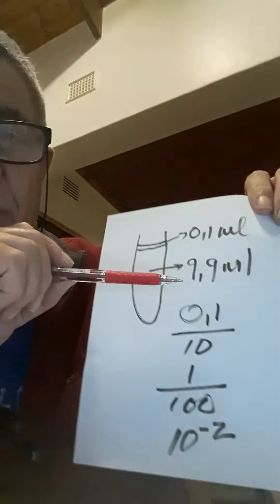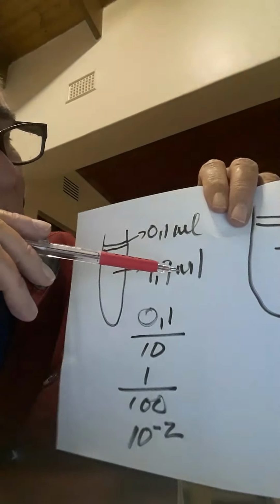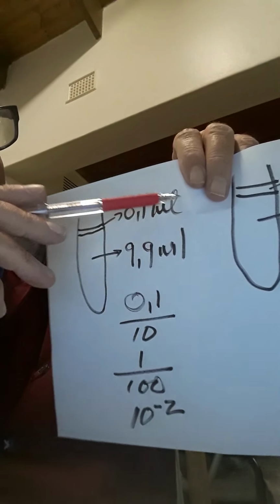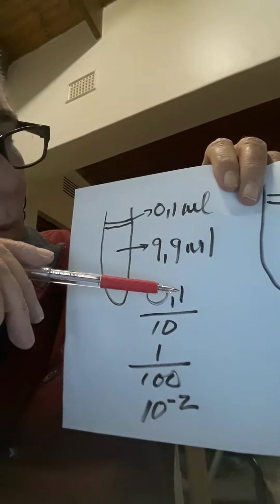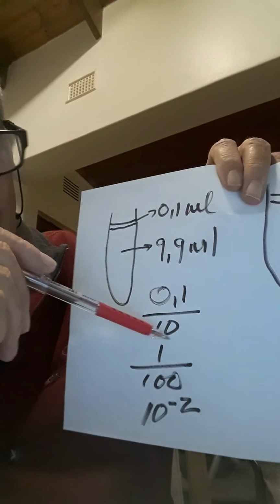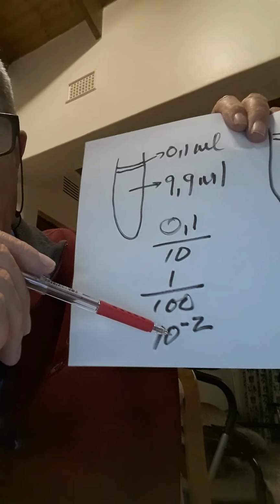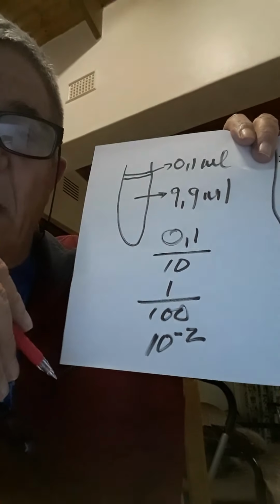Now, we can also make 10 minus 2 dilutions directly. How do we do that? See for yourself here. We're taking 9.9 ml dilution water, and we add 0.1 ml of the sample. Now you agree with me, 0.1 over the total volume of 10 is the same as 1 over 100. It's the same as 10 minus 2.